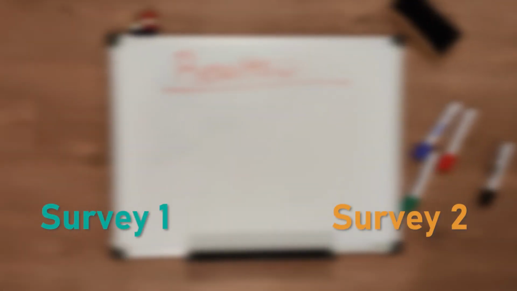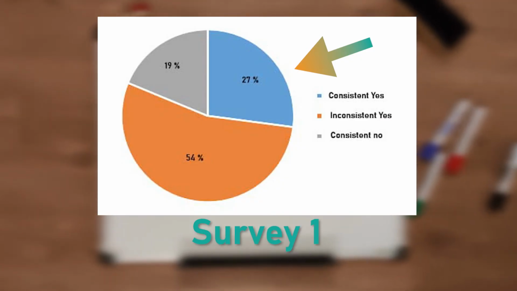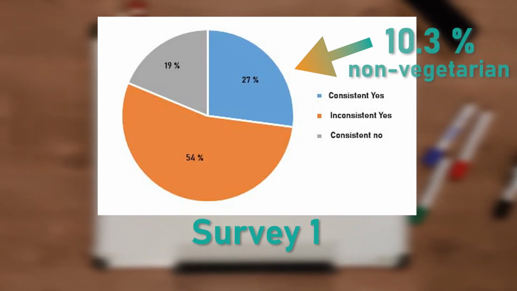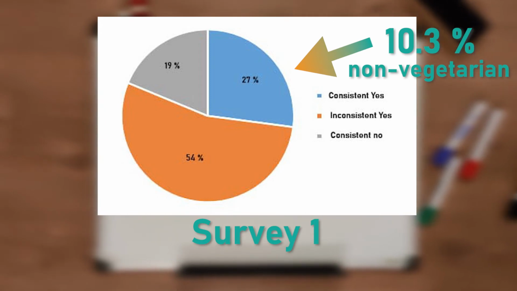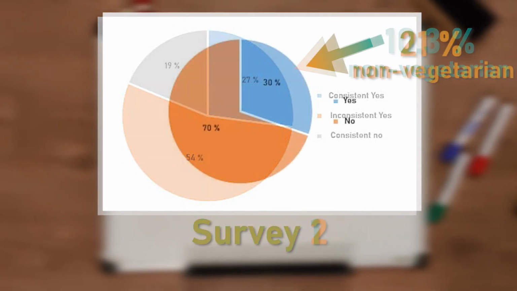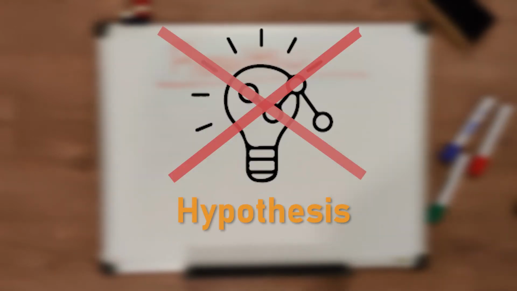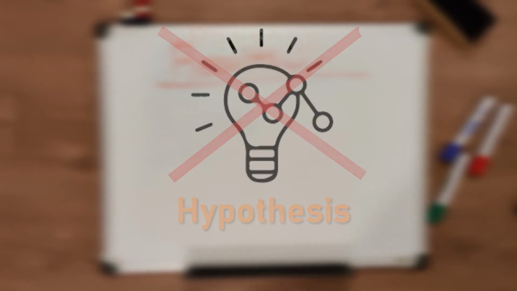To analyze the results, we have made 2 graphs from the results of the survey. In the survey where we tried to capture the foot in the door technique, only 10.3% of the people were willing to eat vegetarian food for a year and were not vegetarians yet. But in the other survey, this was 21%. This goes against our hypothesis, and there are a couple of possible reasons why.